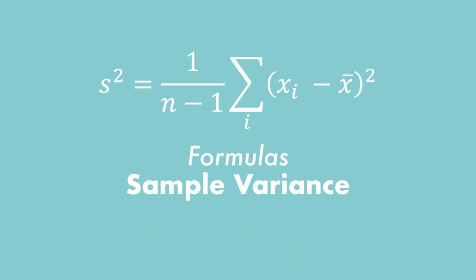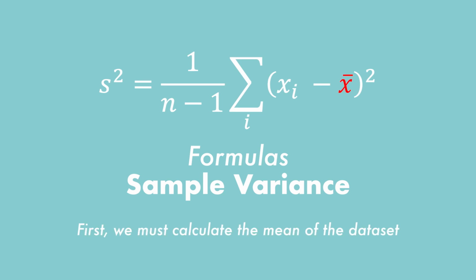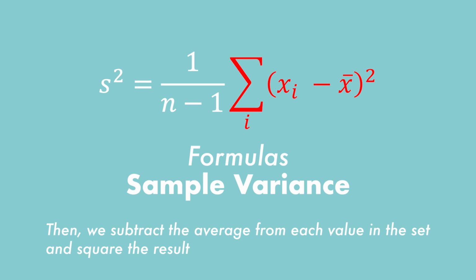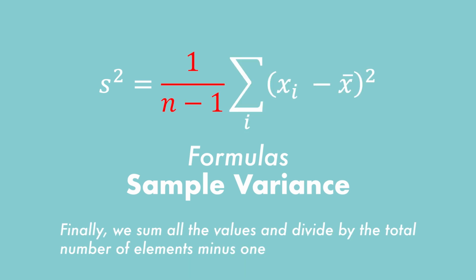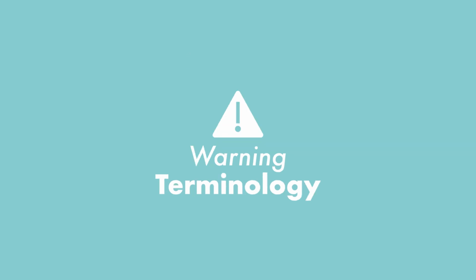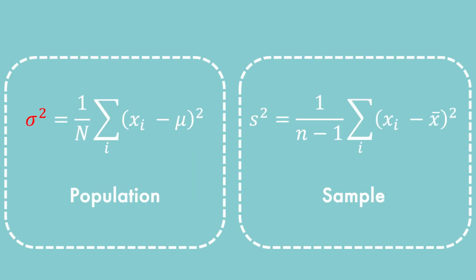Let's see that for a sample, the formula is different. The variance of a sample is calculated with the following formula. First, we calculate the arithmetic mean of the set. Then we subtract the calculated mean or average from each value in the set and square the result. And finally, we add up all the values and divide by the number of data minus 1. Note the difference in terminology of these two formulas. Importantly, sigma squared is for the population what s squared is for the sample.